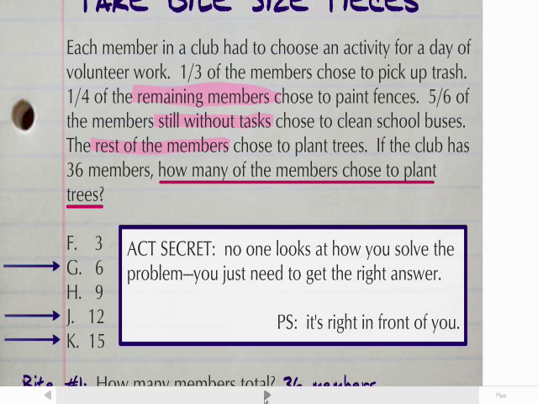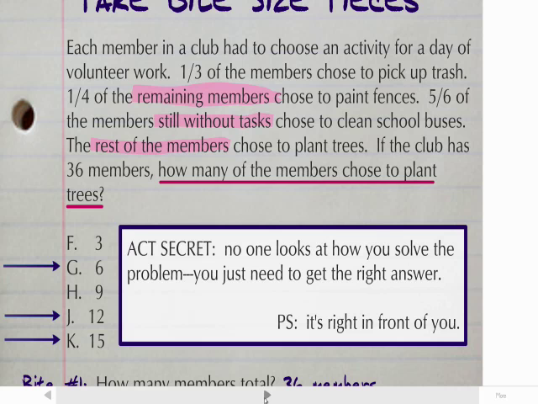So here I've highlighted remaining members, still without tasks, and the rest of the members. And then I also underlined what exactly they were asking me, so I didn't get lost in what they needed to find out. You could see I have the list of answers, 3, 6, 9, 12, and 15.